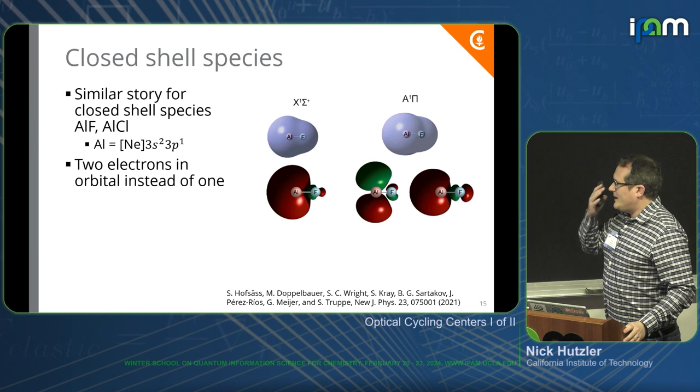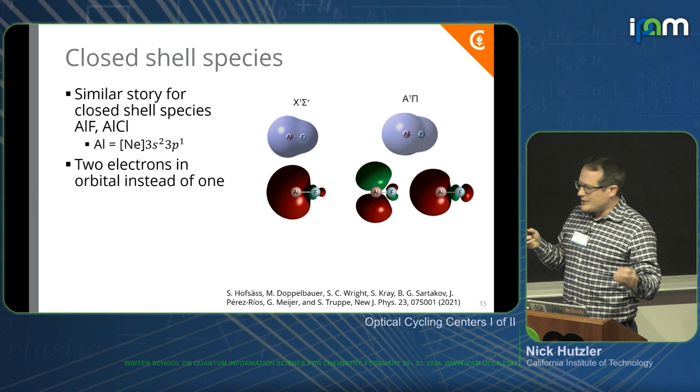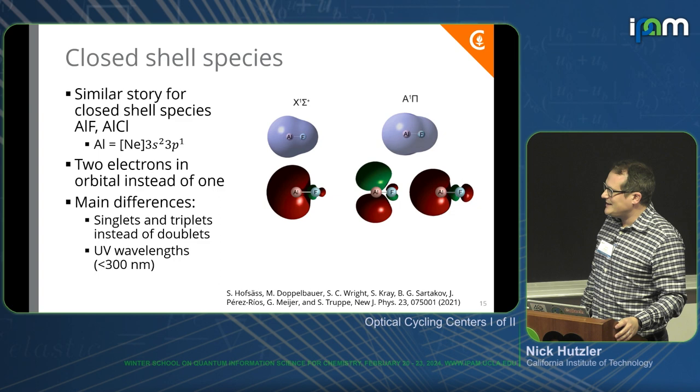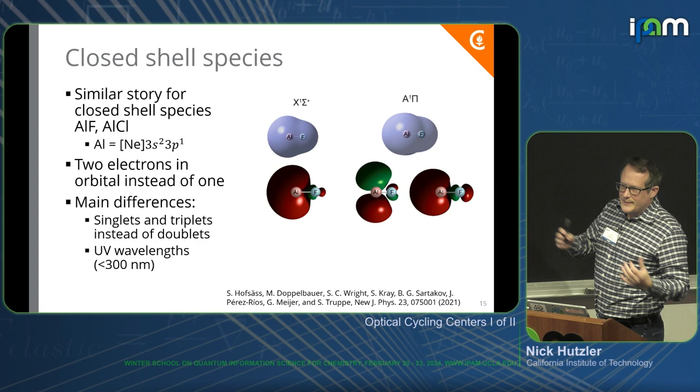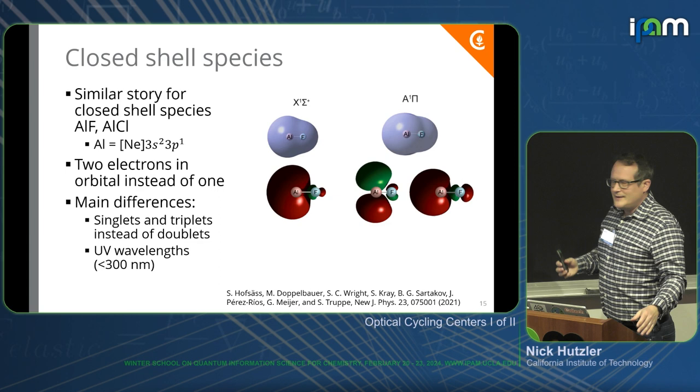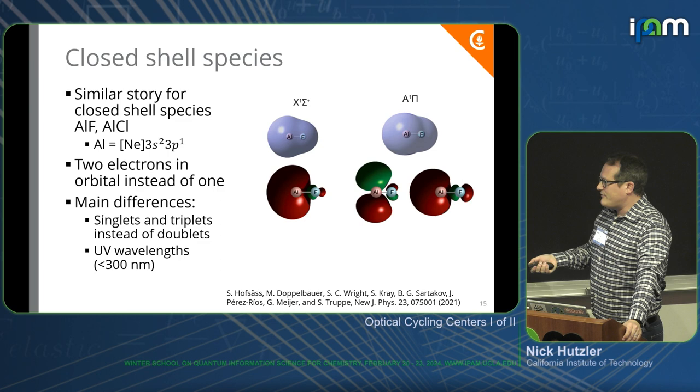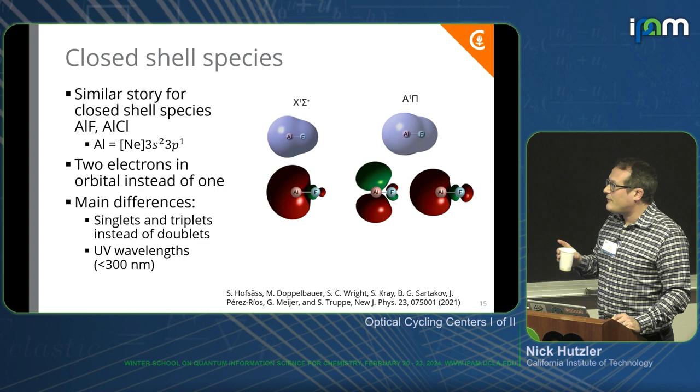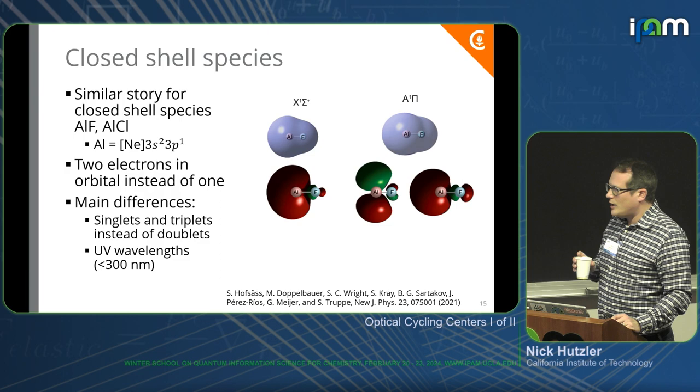So it's very similar in terms of this vibrational electronic interaction picture that I've been talking about, though practically there are some big differences. Now you're dealing with singlets and triplets instead of doublets. So things like transition probabilities and strengths and magnetic sensitivities and hyperfine structure are all very different, but at least from this picture, they're similar. Also, these molecules have very UV wavelengths, so they're hard to work with experimentally. But there are several groups pursuing these aluminum molecules for photon cycling and quantum control.